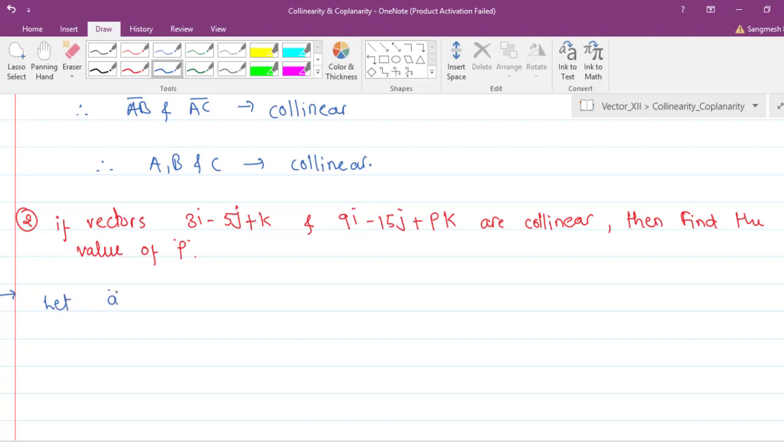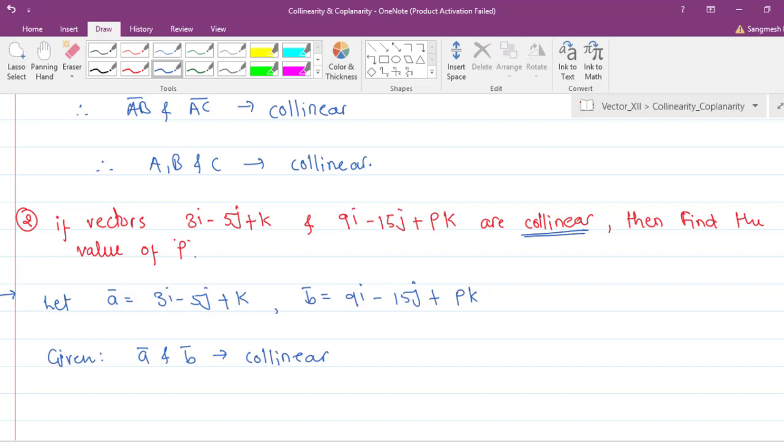Let a bar be equal to 3i minus 5j plus k, and b bar be equal to 9i minus 15j plus pk. Okay, as they are collinear, given what? Given is they are collinear vectors. Given a bar and b bar are collinear vectors.